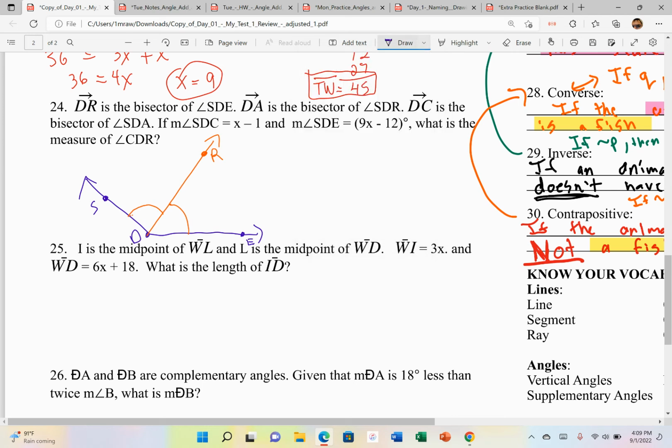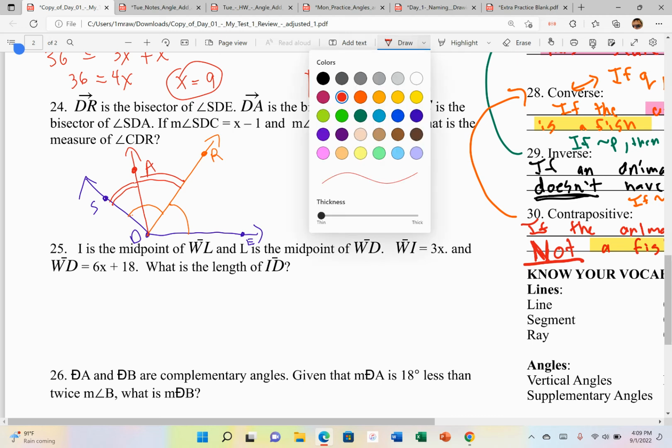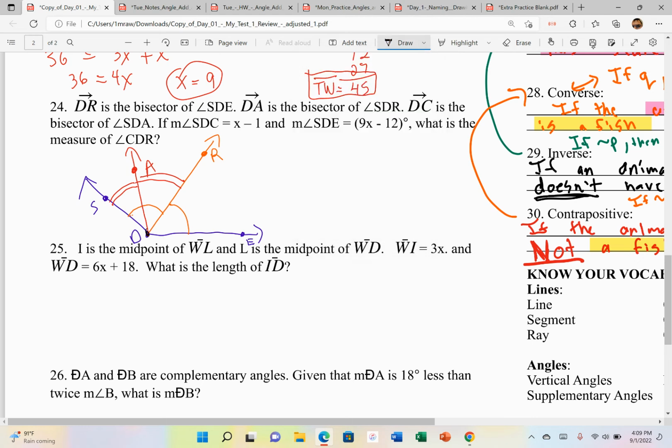DA is the bisector of angle SDR, so that means that these two angles are congruent. And DC is the bisector of angle SDA. Gotta love it. Why would they do this?